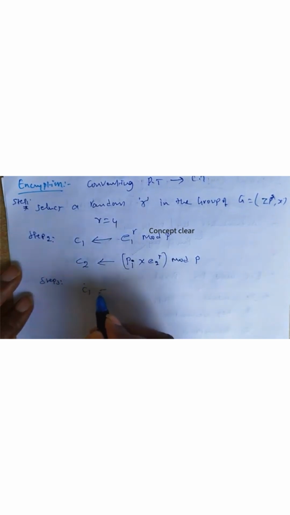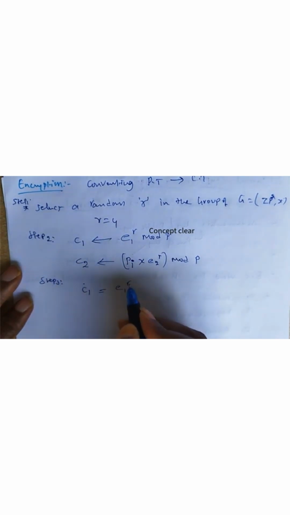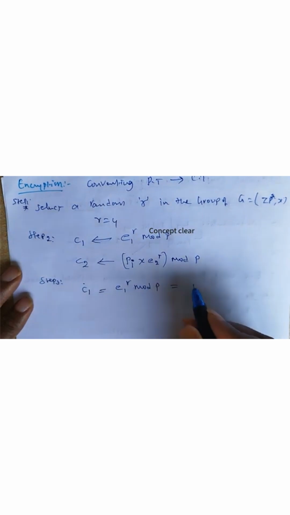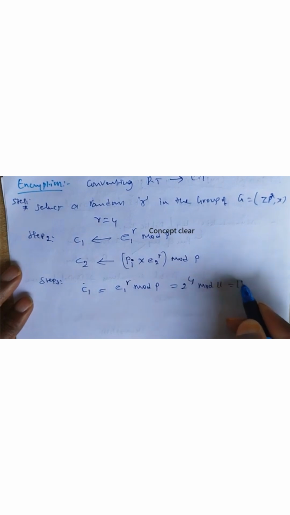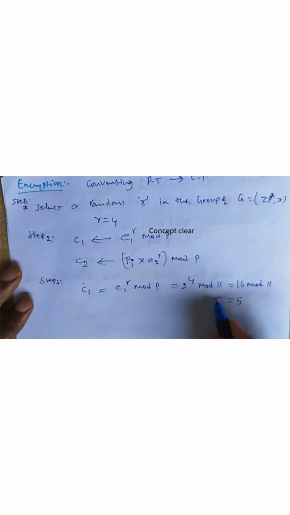C1 equals E power R mod P. What is the E1 value here? Here E value is 2, R value equals 4, so 2 power 4 mod 11 equals 16 mod 11. So what is the value here? C1 equals 5. We are getting C1 equals 5.